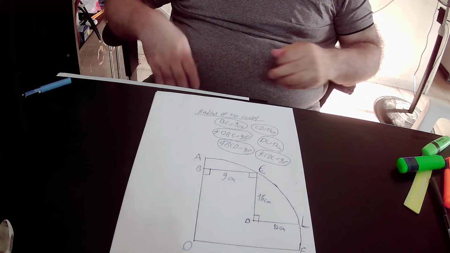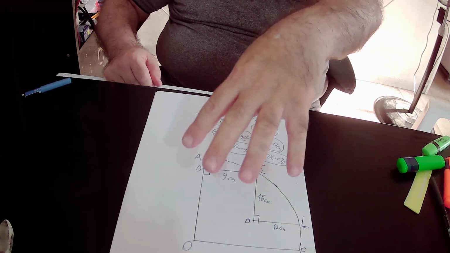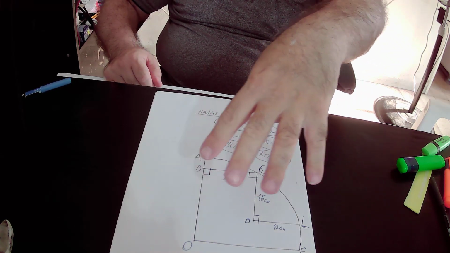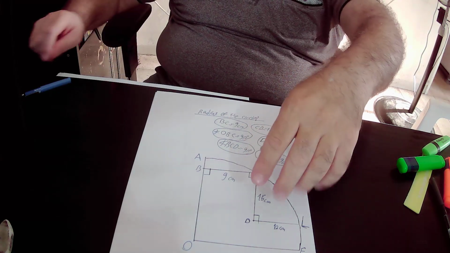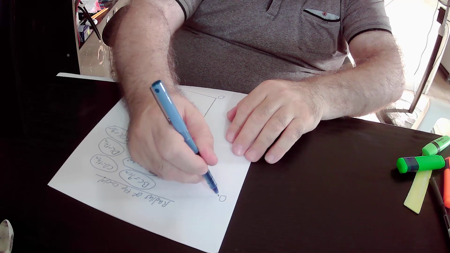circle. So here, first of all, because we know that this is a quarter circle, it means that point O must be the center of the quarter circle. I write it down.